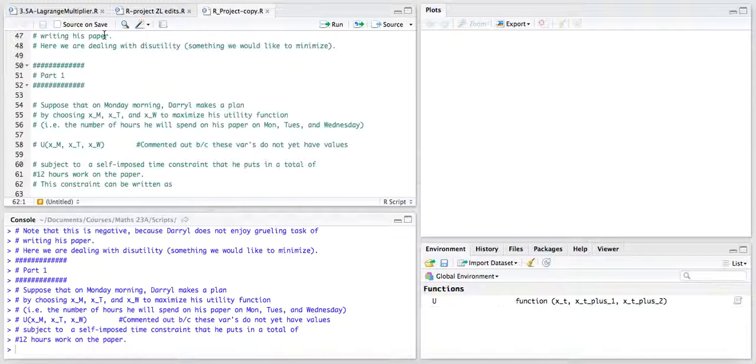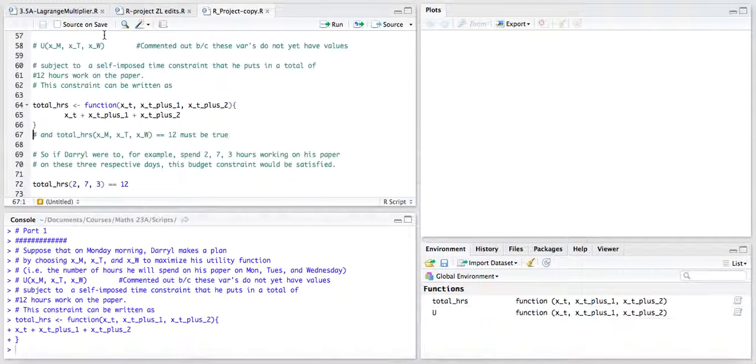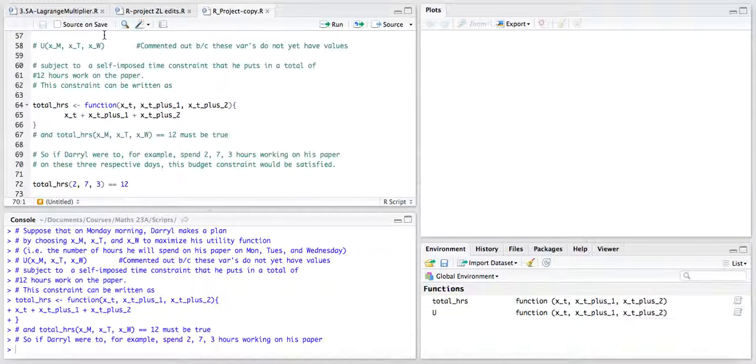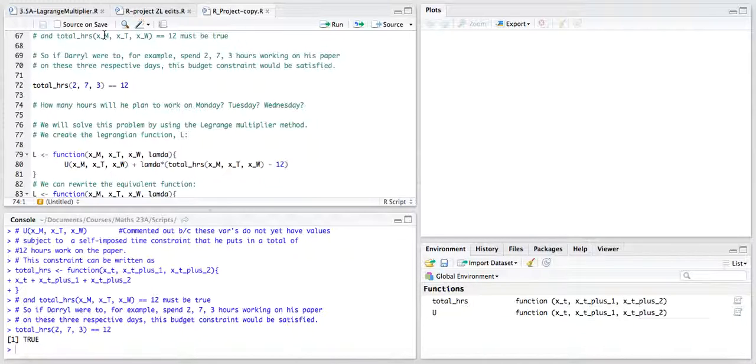Daryl has also imposed a time constraint for this paper. He only wants to spend 12 hours working on it. And that is described by the following function. So when we input the number of hours into this function, it should equal 12. For example, if Daryl spent 2, 7, and 3 hours working on his paper, then this should be true. And look at that, it's true. That's good. So our question is, how many hours will Daryl plan to work on Monday, Tuesday, and on Wednesday?